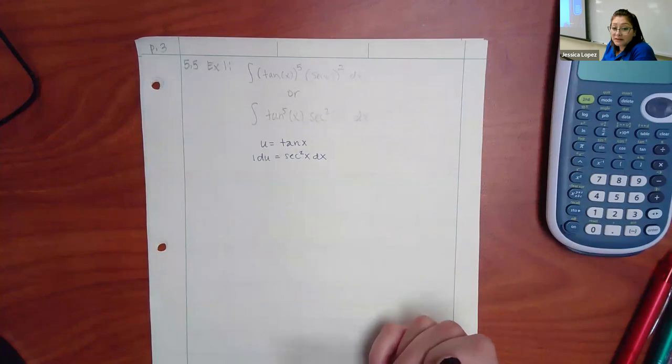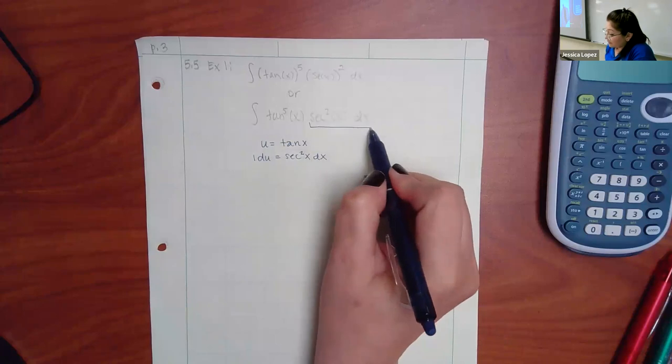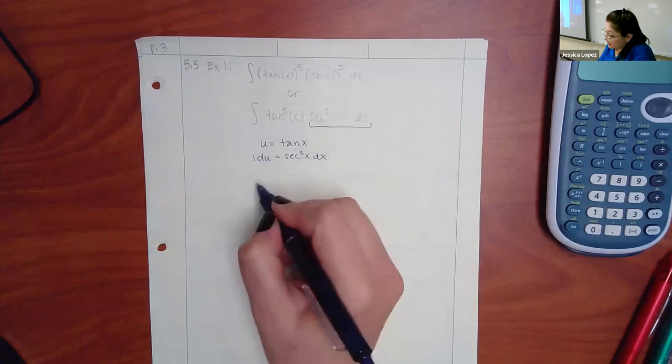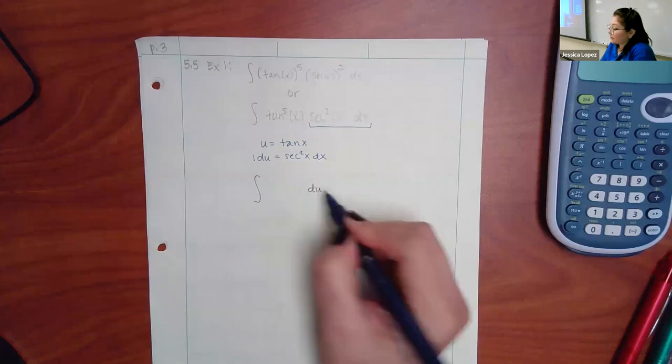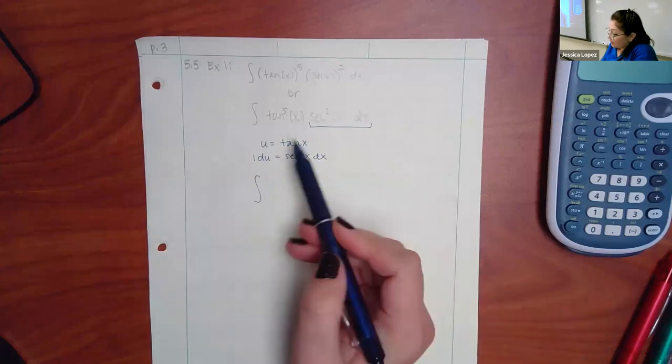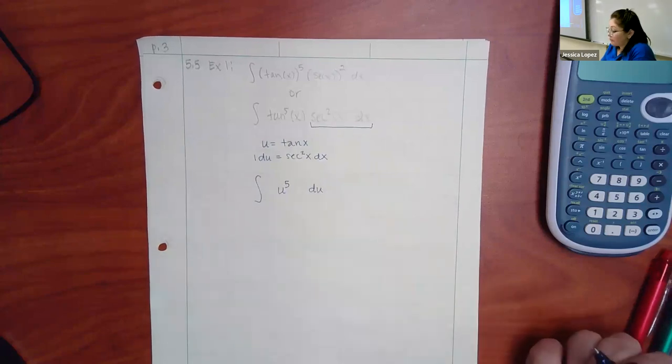So then we just basically find the pieces and plug stuff in. So I see all of that already there, don't I? So all of that is going to become just du. I don't need to write the one. And then you have tan raised to the fifth power. So that's going to be u raised to the fifth power.